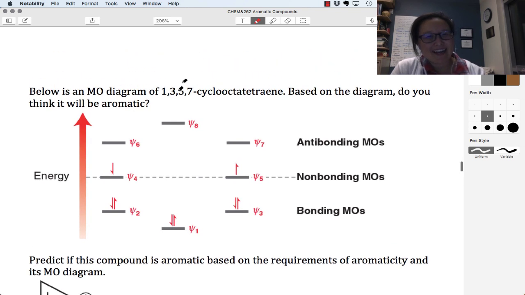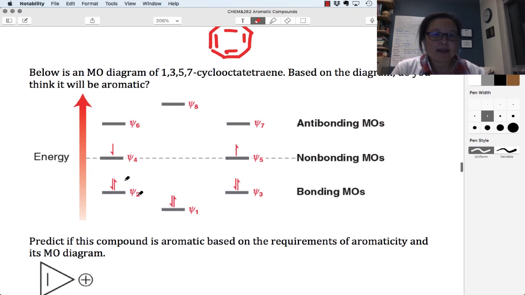Cyclooctatetraene. Okay, what does that mean? Let's draw it. Okay, so this is our octagon. So we've got tetraene, cyclooctatetraene, so 8 in a ring. Based on this MO diagram, so basically we twisted this, put one edge on the bottom here, and then put the rest in here. And you can see that, do you think this will be aromatic?